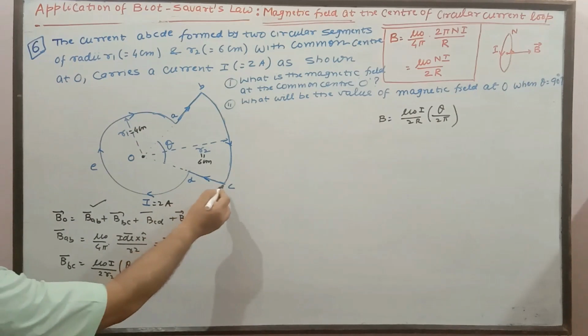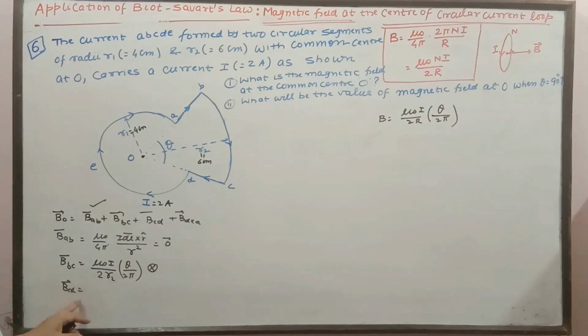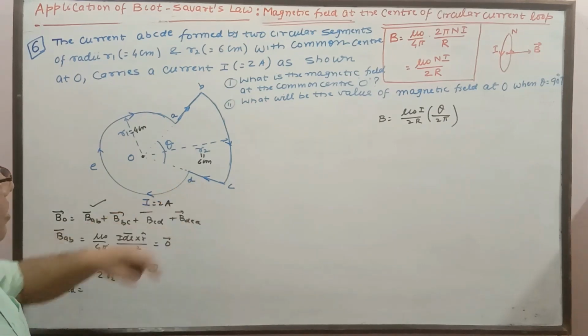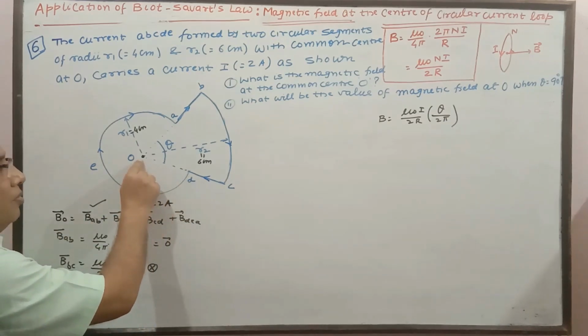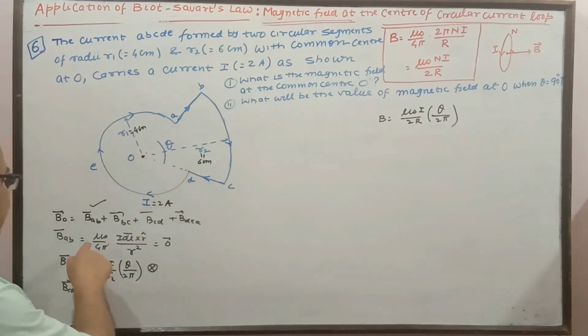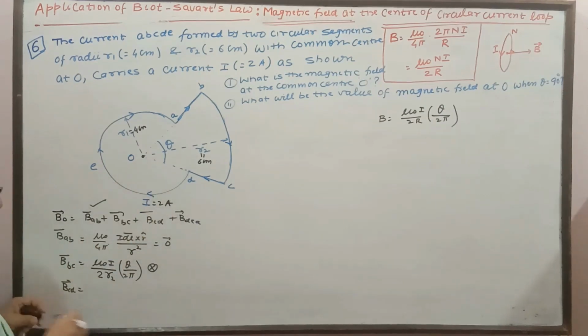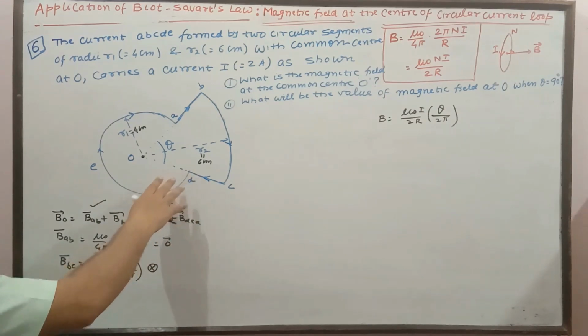Third is CD. Here B due to CD, the magnetic field due to the CD portion. The point of observation for the field is in the same line. So once again, as per Biot-Savart law, I dl cross r, in this case the angle will be 0 degree, so the result gives 0. So there is no contribution due to this particular element.